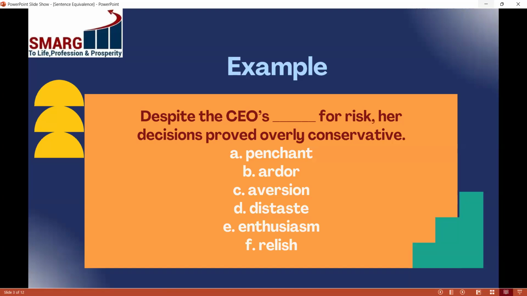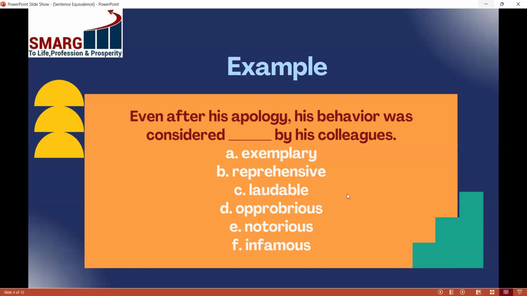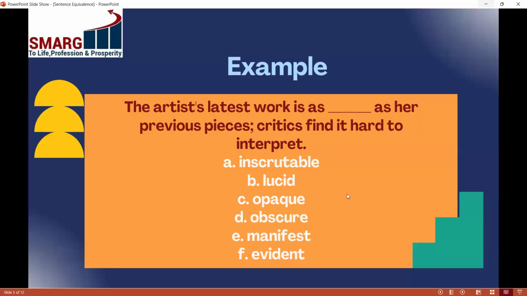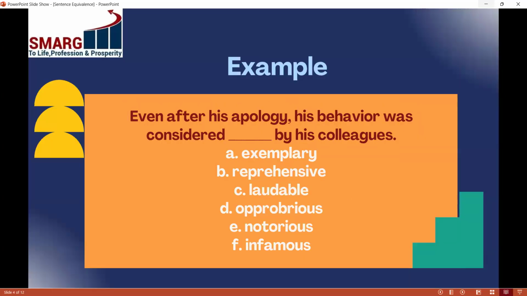We'll take a look at one more example. Yes, two more examples actually. So, even after his apology, his behavior was considered whatever by his colleagues. Again, contradictory statement. You have to choose two words. So, again, what is the overall sentiment of this sentence?